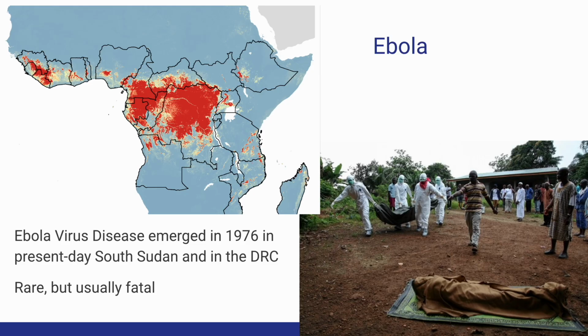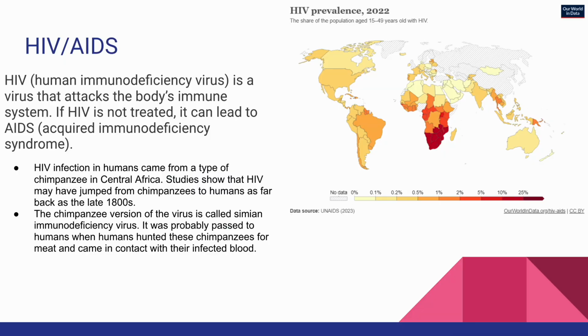The Ebola virus disease emerged in 1976 in present-day South Sudan and in the DRC, the Democratic Republic of the Congo. It is rare, but it is usually fatal. If you look at the map there, you can see that the high incidence of Ebola is in and around Central Africa towards Western Africa. All of it is sub-Saharan Africa, below the Sahara Desert. You can see on the right that people are really close to infected bodies as they try their best to wear hazmat suits. But you do have other people who are near the bodies as well.